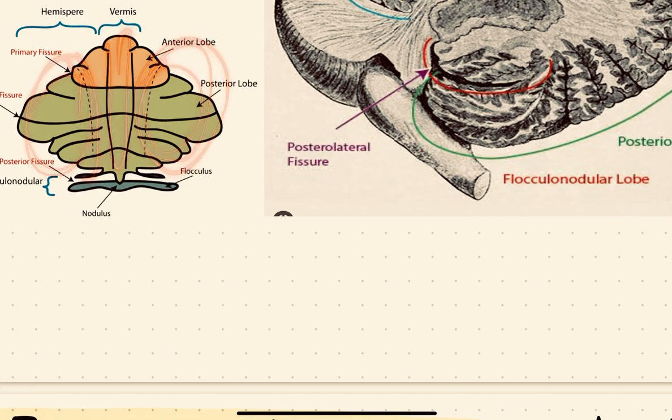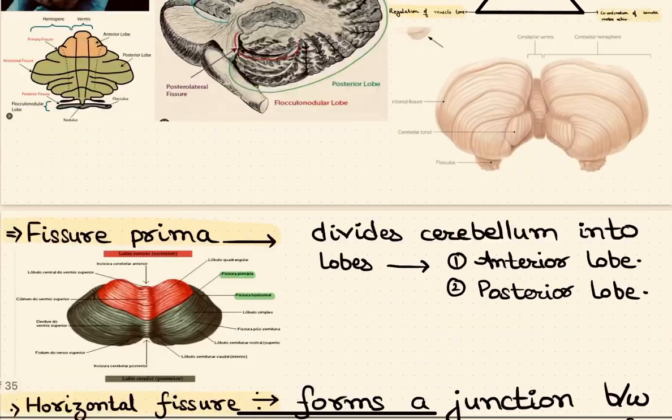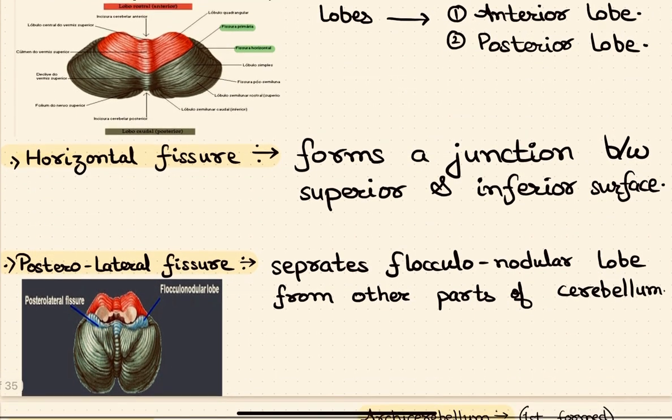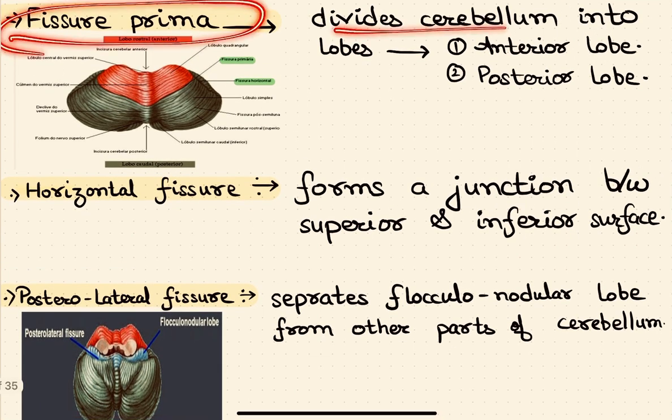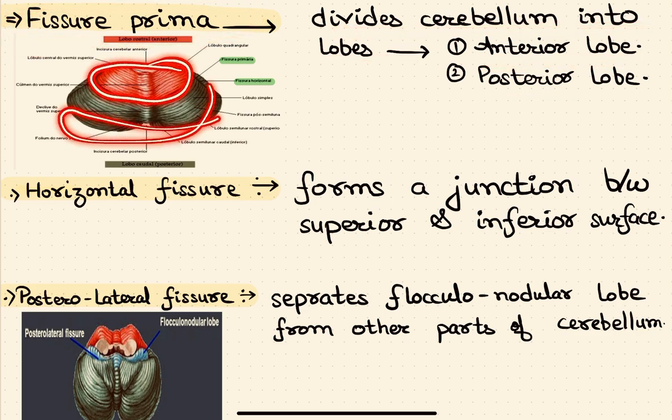This was the primary fissure which was dividing anterior and posterior lobe. Now let me come to the other things which are important. Let me tell you about the fissures. First was fissura prima. It divides cerebellum into anterior and posterior lobe. This red one is the anterior lobe, and this greenish one is the posterior lobe. So this is fissura prima.